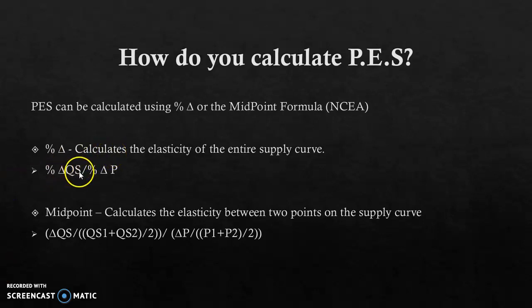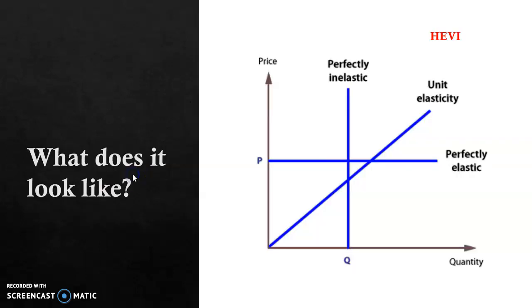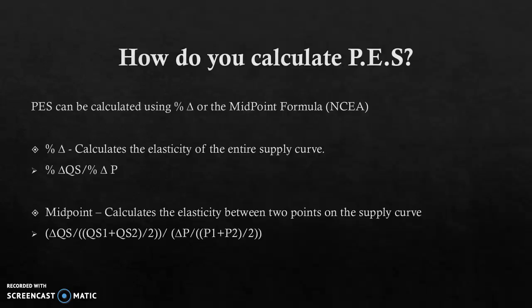So your quantity supplied. When we get to elasticity of demand, it's actually the same formula. You just swap out the S for the D, so there's a hint. This is what we're using: percentage change in quantity supplied over percentage change in price. Really quite simple. The only issue is that it calculates the elasticity over the entire supply curve. It would tell you the elasticity of supply over the entire curve, and that's good to know, but it's not entirely precise.